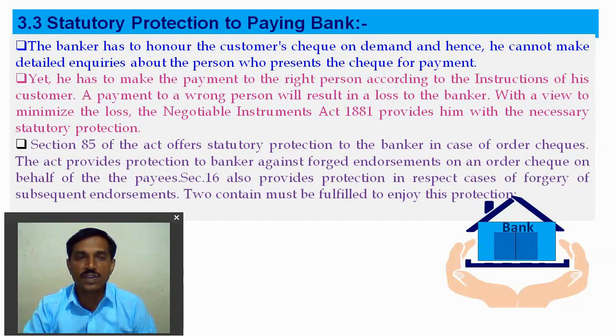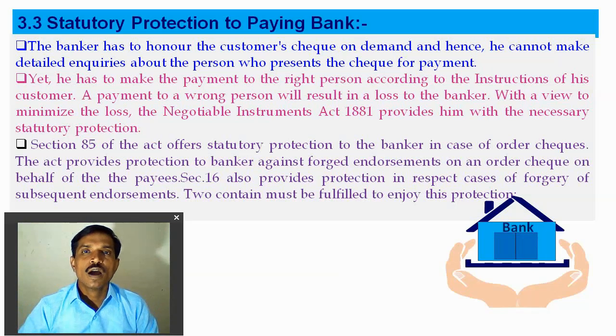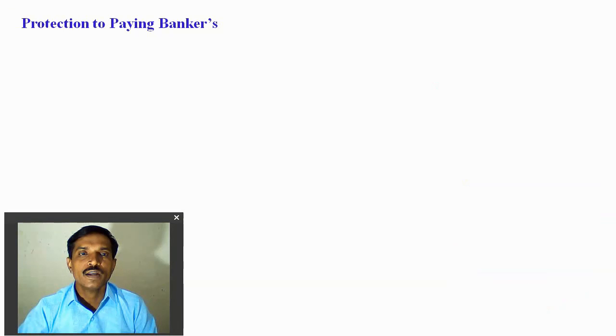Section 85 of the Act offers statutory protection to the banker in the case of an order check. That provides protection to the banker against fraudulent endorsement on an order check on behalf of the payee. Section 16 also provides protection in the case of forgery and subsequent endorsement. So two conditions must be fulfilled to enjoy the protection. So statutory protection is available to banks under the Negotiable Instruments Act 1881.